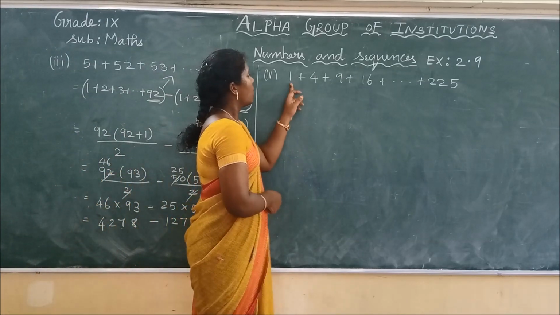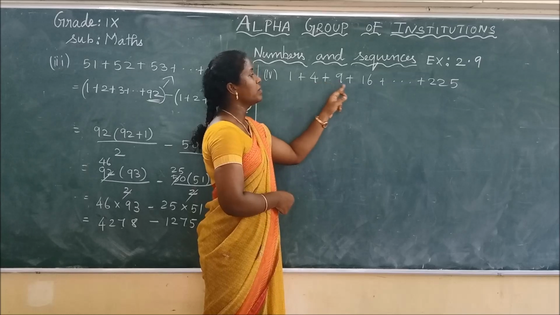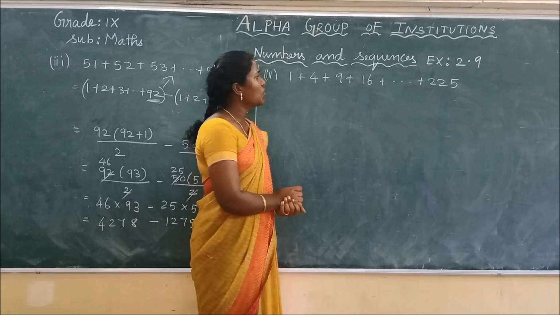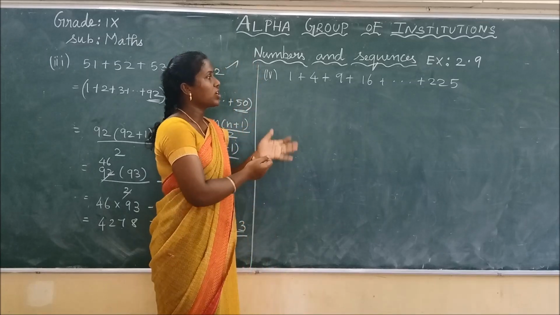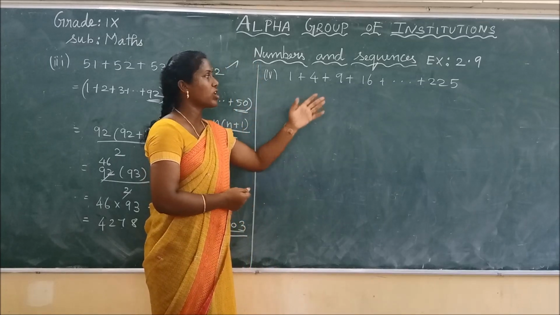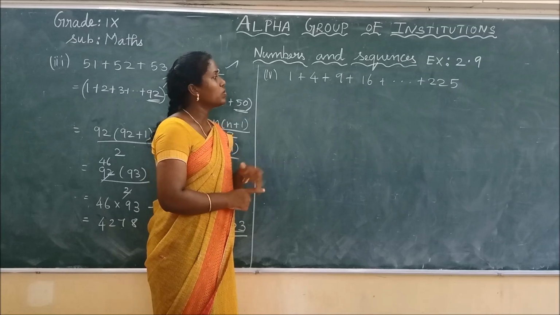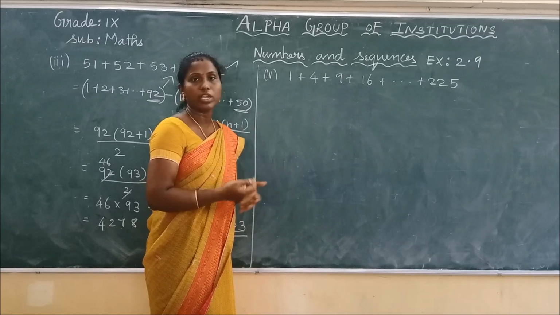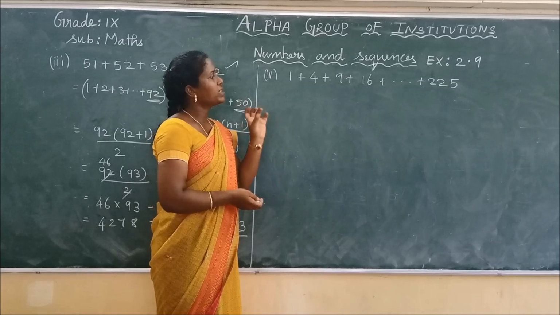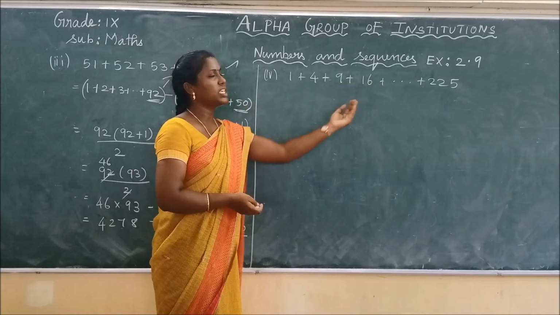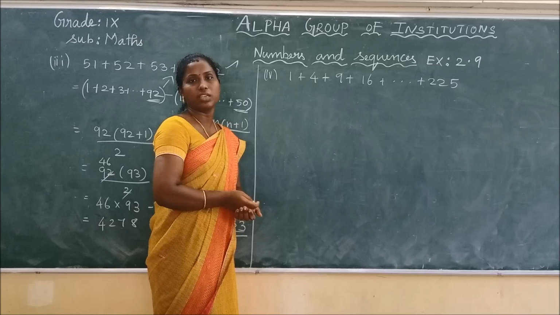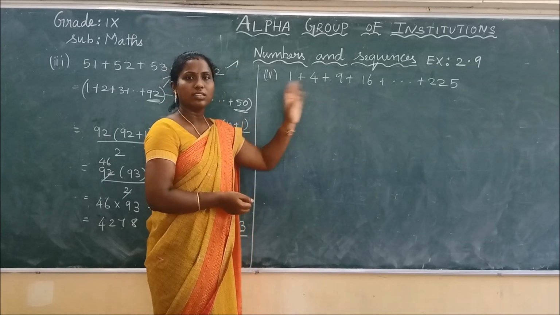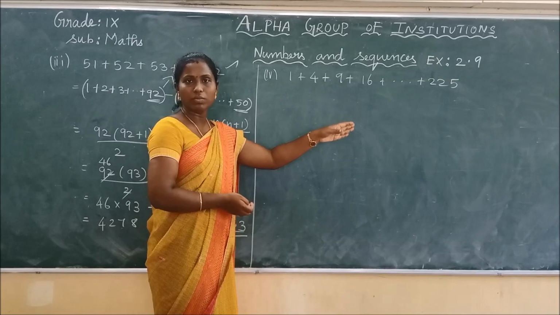See here, 1 plus 4 plus 9 plus 16 etc. up to 225. See, it is not coming under any condition, these are not odd numbers, and it is also not continuous natural numbers. If it were continuous natural numbers, we could use the formula. But what is the clue, or how is the series framed here? Check whether they are square numbers. The series is made up of only square numbers.